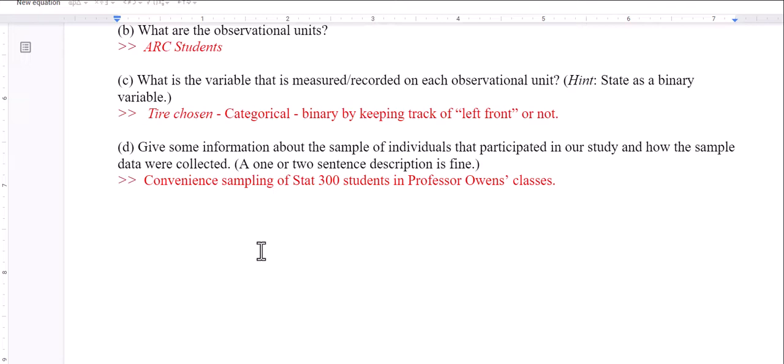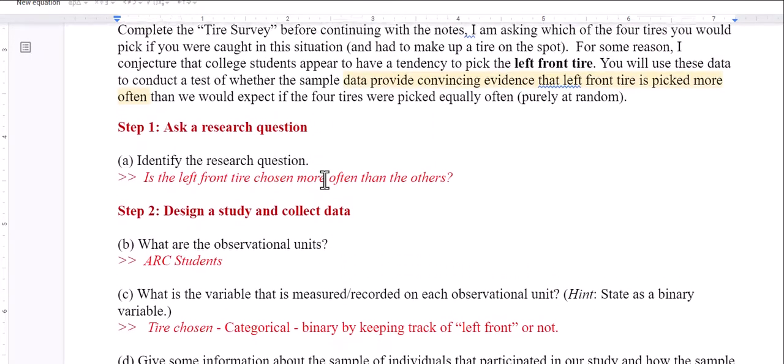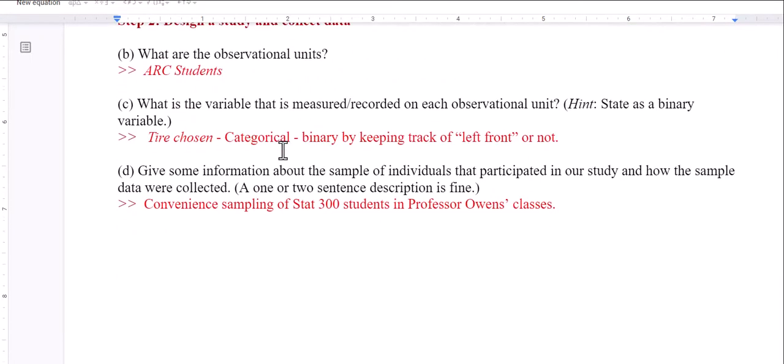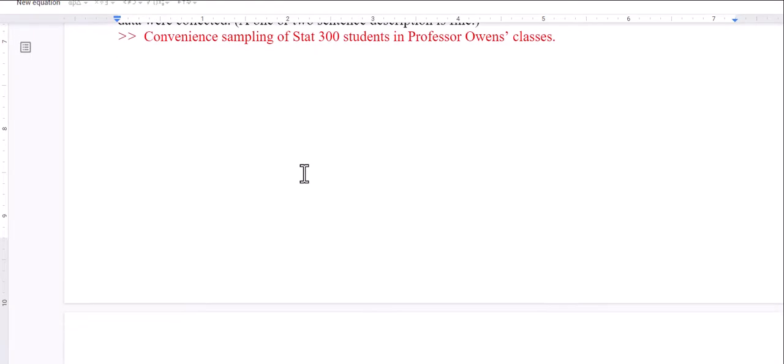Give some information about the sample of individuals that participate in our study. This is a convenience sampling of STAT 300 students in my classes. So it's not a simple random sample. Ideally, you want to make sure that you have a simple random sample. This is a convenience sampling, but we'll go ahead and still use the test of significance to see about the claim. The claim is that I think the left front tire is picked more often than expected by random chance.